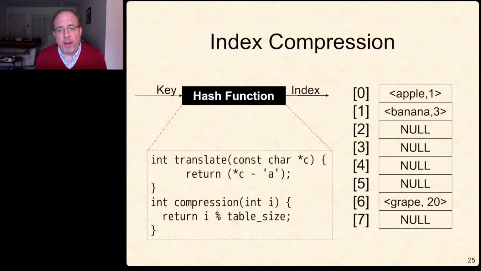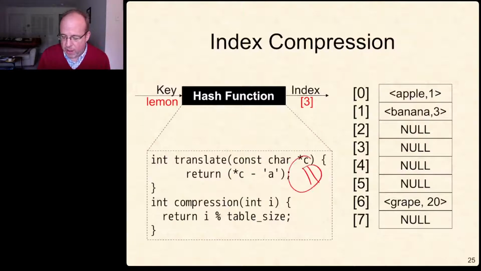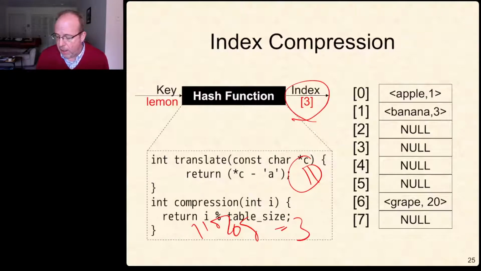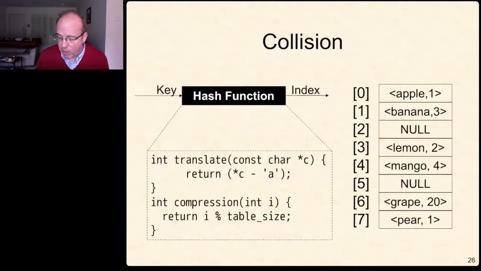So for the example, and like I said, I got a little bit ahead of myself, we're going to start with lemon. Lemon gave us 11 for this. 11 mod 8 is 3. So the index for lemon is 3, and we'll put it in 3. And if we had mango, well, mango would go in 4. Pear would go in 7.